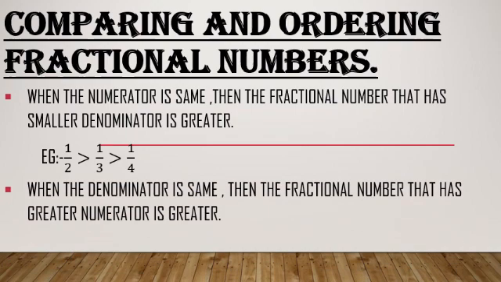When the denominator is the same, then the fractional number that has the greater numerator is greater. Now the denominator will be the same and the numerator will be different. So the fraction having the greater numerator will be the greatest. 2 upon 4 and 1 upon 4. So is 2 greater or is 1 greater? 2 is greater. So 2 upon 4 is greater than 1 upon 4.